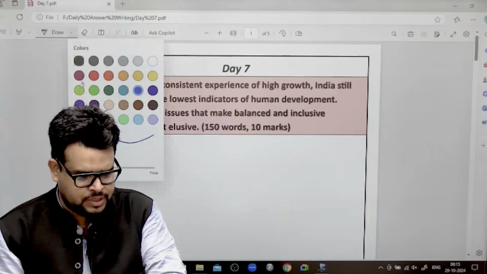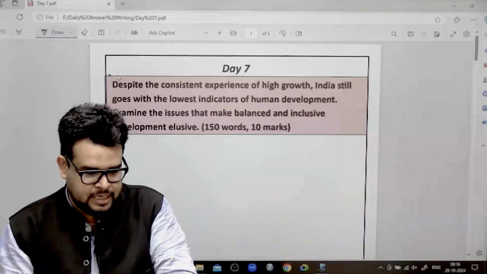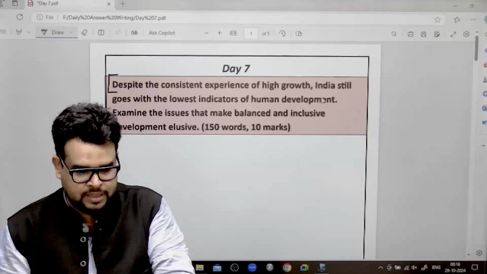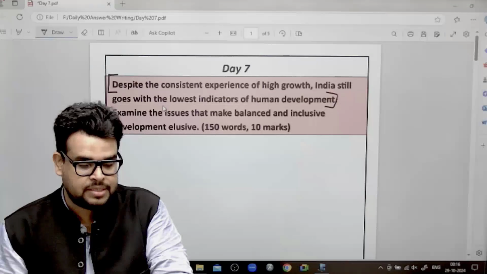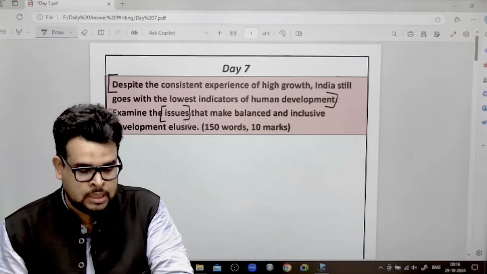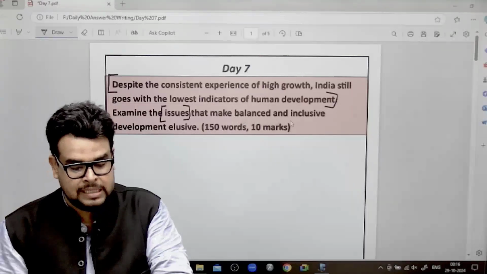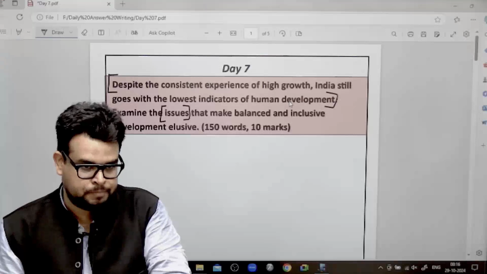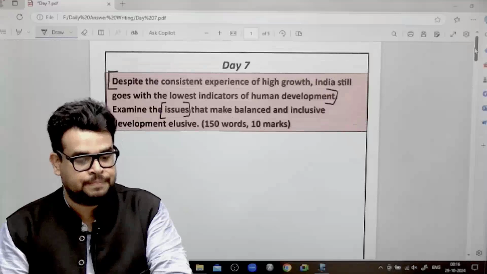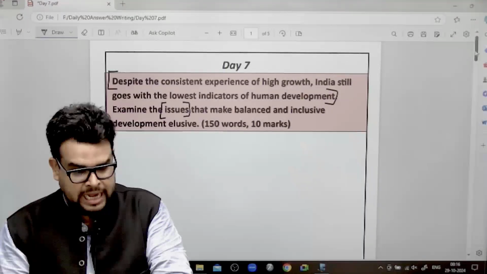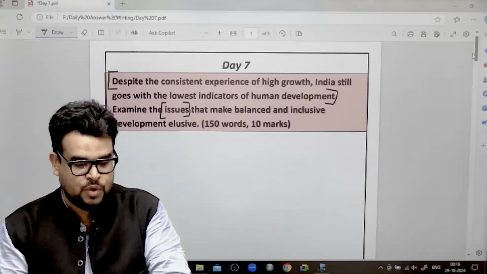Now here you need to understand a few things. So you need to write something so that you are able to give an argument related to this particular statement. After that, the main thing that we need to address is what are the issues that are creating a problem, what are the issues because of which balanced and inclusive development is not possible. Okay, now while discussing this particular answer, I will also discuss how an average answer looks like and how your comprehensive answer looks like, where you have all the points.